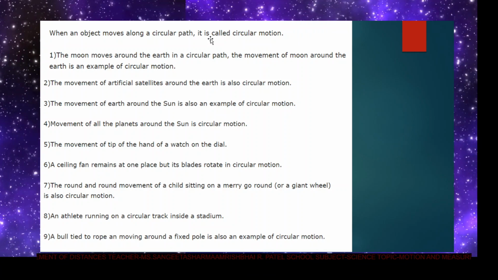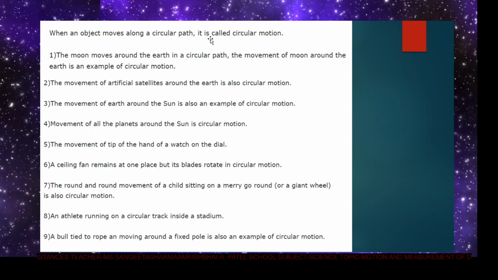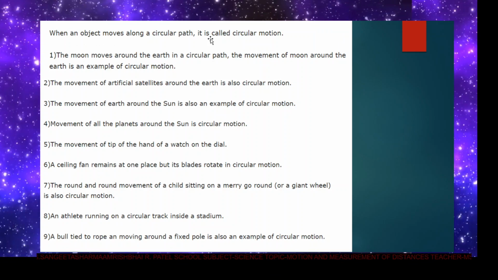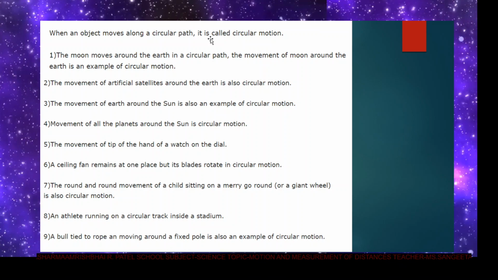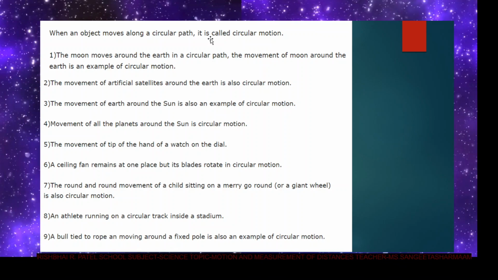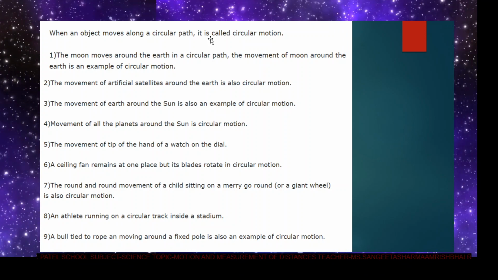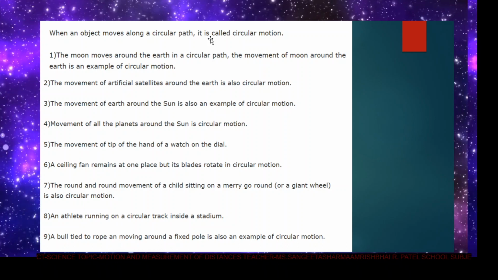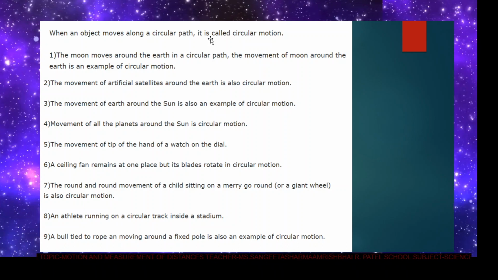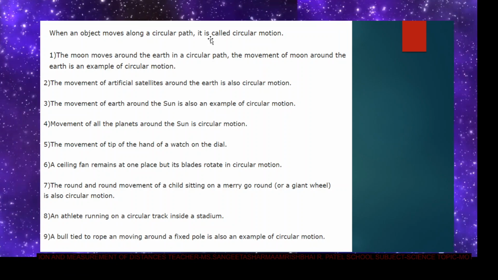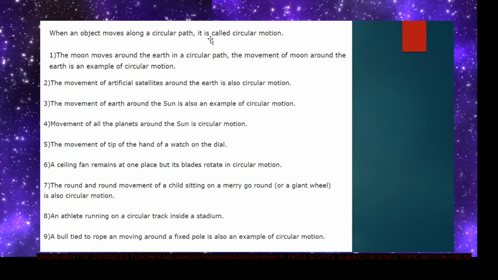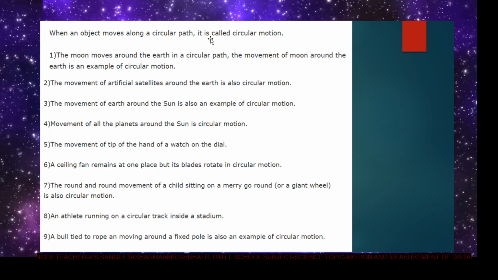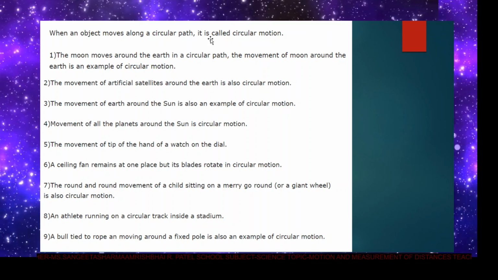Or you can say that the tip of the hand of a watch on the dial, that is also the example of circular motion. The movement of tip of the hand of a watch on the dial. And also you can give the example of your ceiling fan. But remember one thing, when you give the ceiling fan example, you will talk about the blades of the fan. So the blades of the ceiling fan show the circular motion. Now you can give another example of the merry-go-round. You can also say giant wheel.